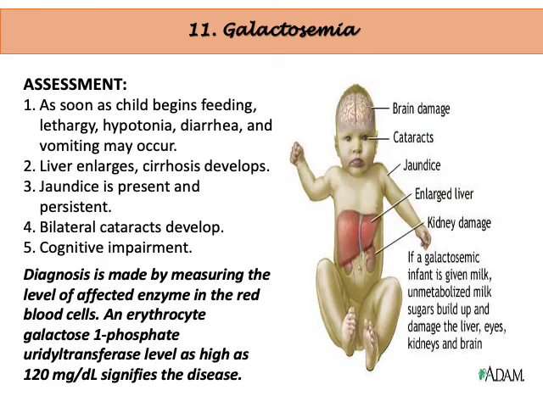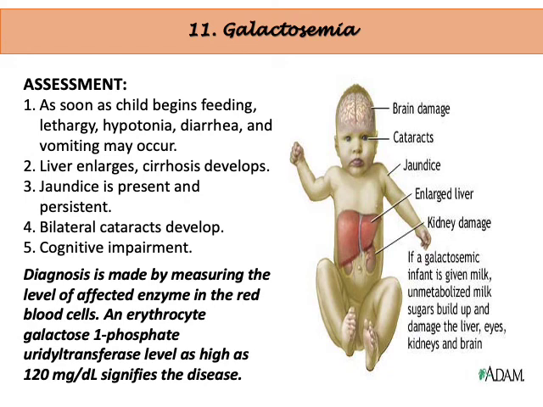As soon as the child begins to feed, lethargy, hypotonia, diarrhea, and vomiting may occur. The liver then enlarges and cirrhosis may develop. There's also accompanying jaundice. Bilateral cataracts and cognitive impairment become permanent. The symptoms usually begin abruptly and they worsen rapidly. If the condition remains untreated, a child may even die by 3 years of age. Untreated children who survive beyond this time may have cataracts and be cognitively challenged.